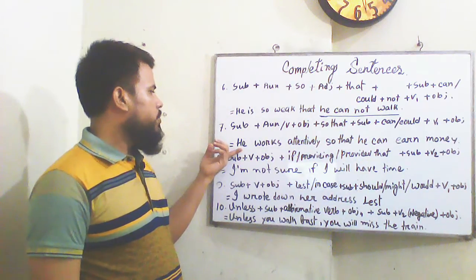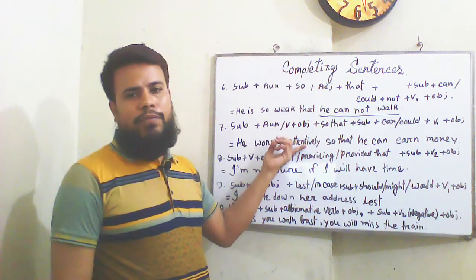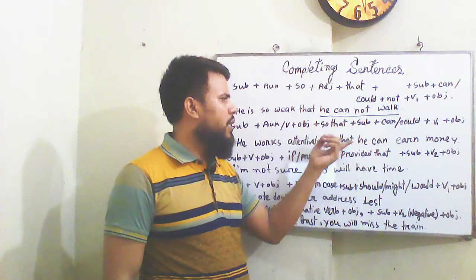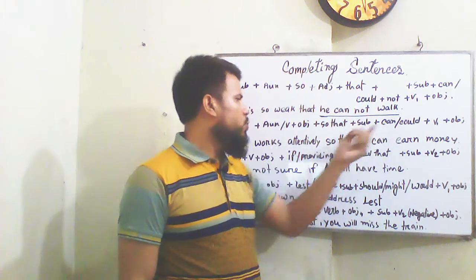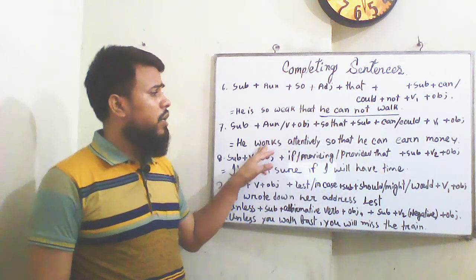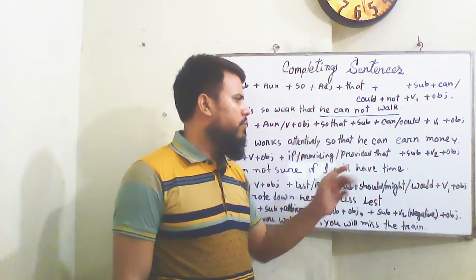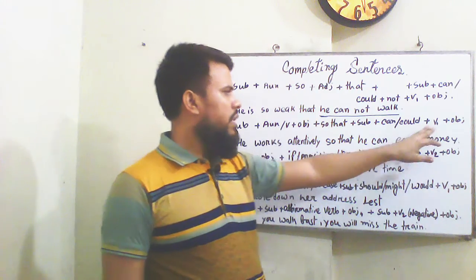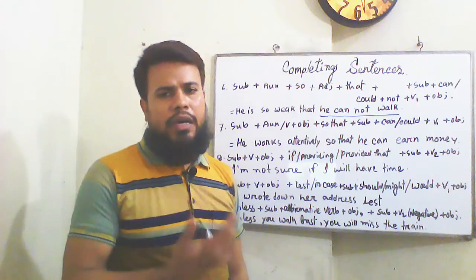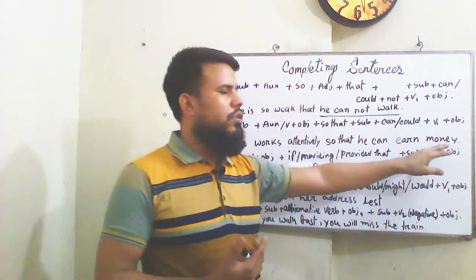However, he, for subject, works for main verb, attentively. I have used this adverb for object. You may use another object, and then "so that," and then subject he, then can or could. I have used "can" again for present form. You may use first form here if you find the first one was past, and then verb 1 earn, and finally money. You may use another noun here. He works attentively so that he can earn money.